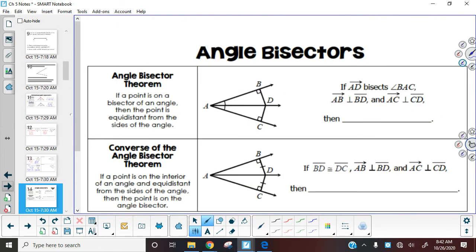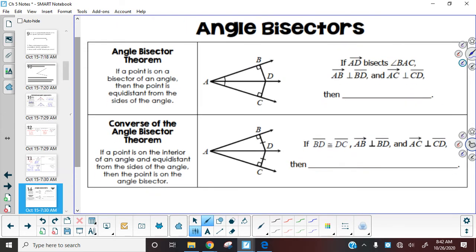Okay, moving on to the second concept, the angle bisector theorem. Again, if we read through this and think about our congruent triangles that we've done in the past, this makes a lot of sense. If a point is on a bisector of an angle, so here we have the bisector, and the reason we know that is we have congruent markings here.